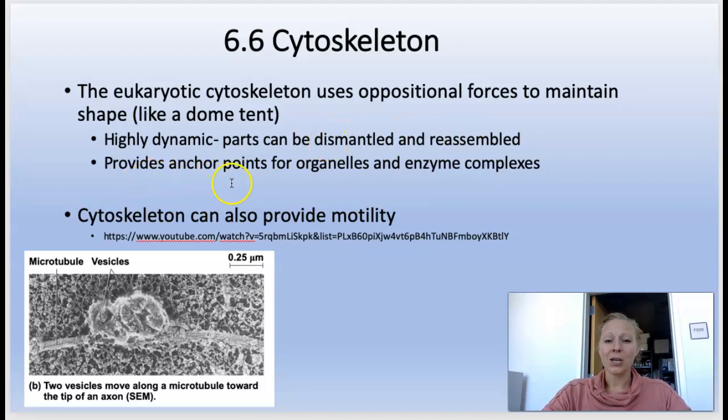It also provides anchor points for organelles. So like we said, the organelles and even enzyme complexes are not free-floating. They are attached, and they're going to be attached to the cytoskeletons. They also provide motility or movement.